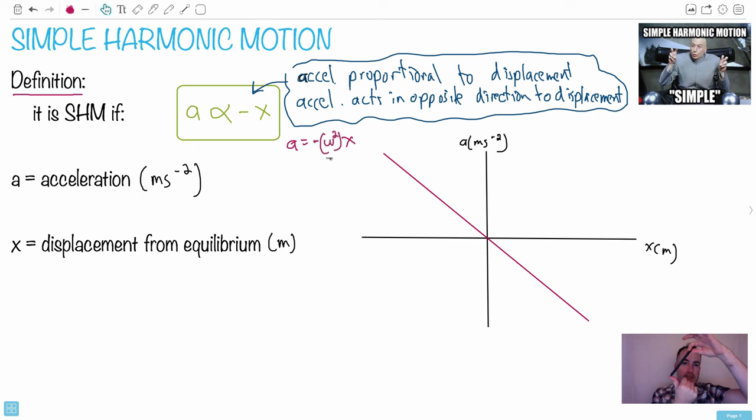Which way is the force going? The force is going to act that way, isn't it? Because gravity is sort of acting that way. So even though I've displaced it that way, force is acting opposite in direction. See that? And the more I displace it, the more force there will be.